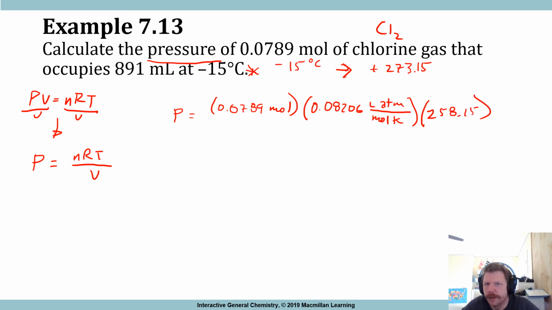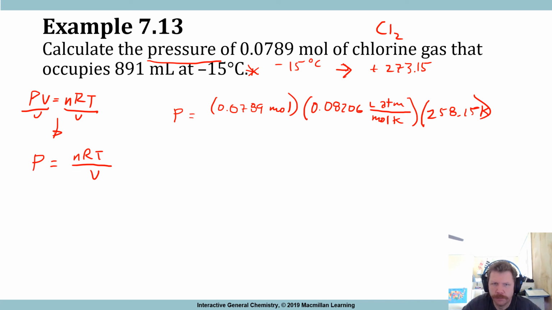258.15. Now, before I continue, in the event that you make that mistake and say, oh, I think I need to subtract 273, think about it this way. That would give you a negative value, and chances are you're not going to have a negative value in this. So just be careful whenever you're doing this sort of conversion.